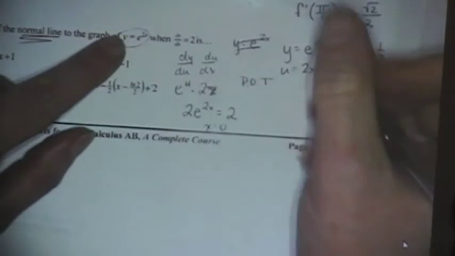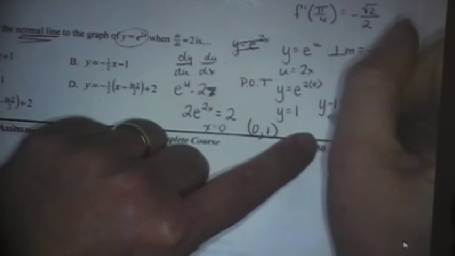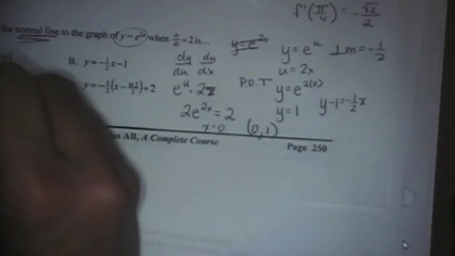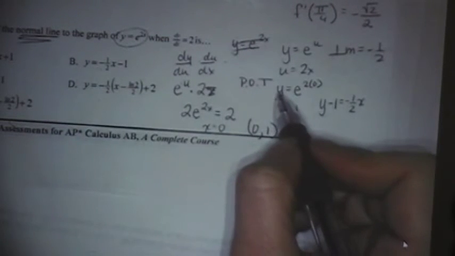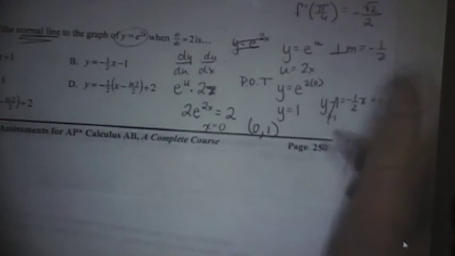So I'm going to go back to my original function and plug in 0. And I get y equals 1. So my point of tangency is the point (0, 1). So y minus 1 equals negative 1/2 x. Now none of my answer choices are in point slope form, so I have to move the 1 to the other side. And I get y equals negative 1/2 x plus 1, which is A.